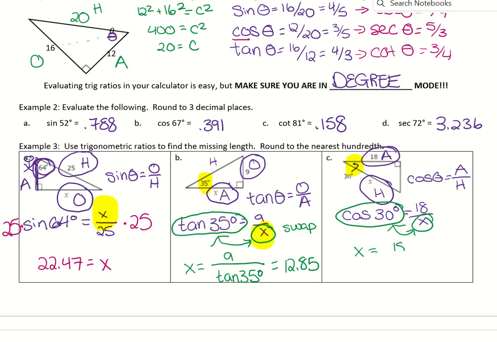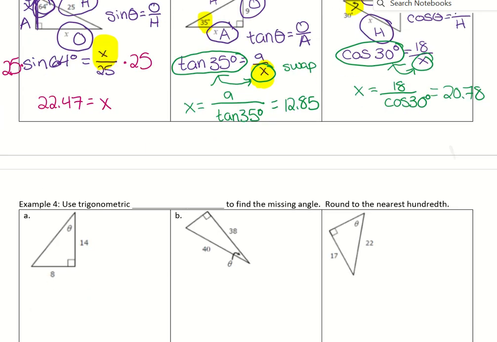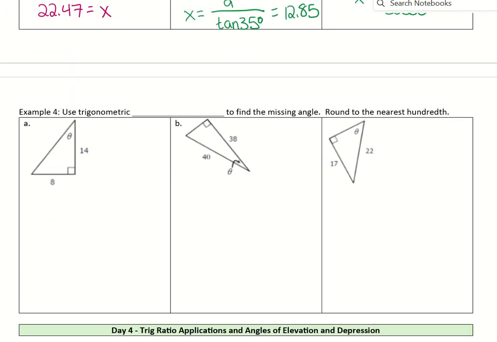So x is equal to 18 over the cosine of 30 degrees. Again, take a moment to put that in your calculator. You'll end up with 20.78. All right, we're almost done. We've just got 3 more to go.